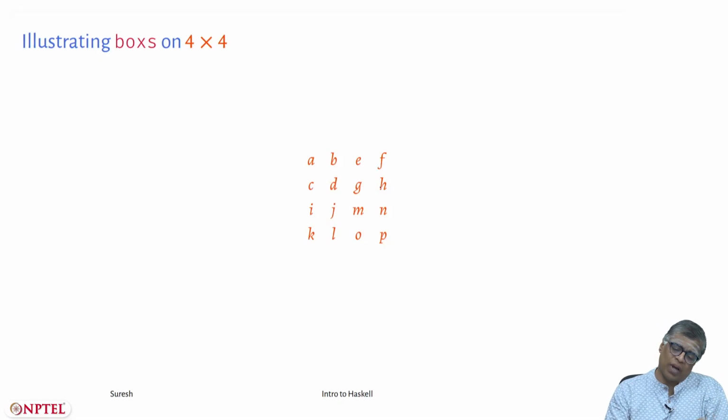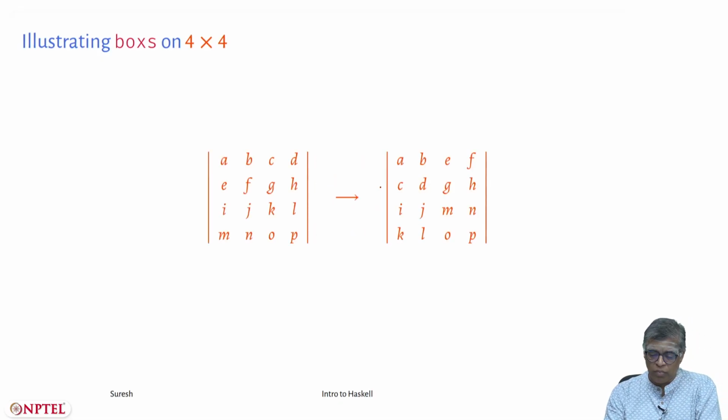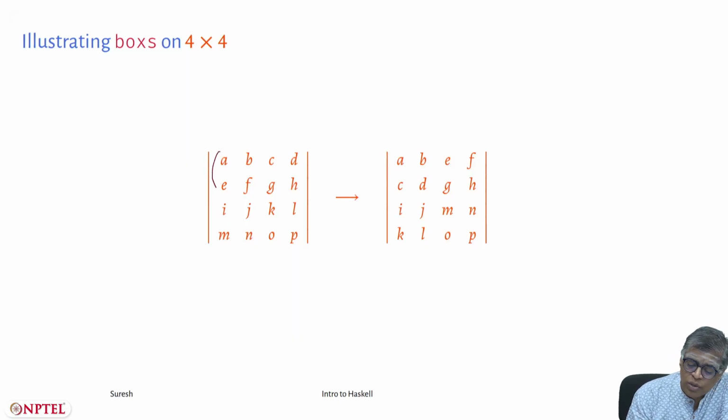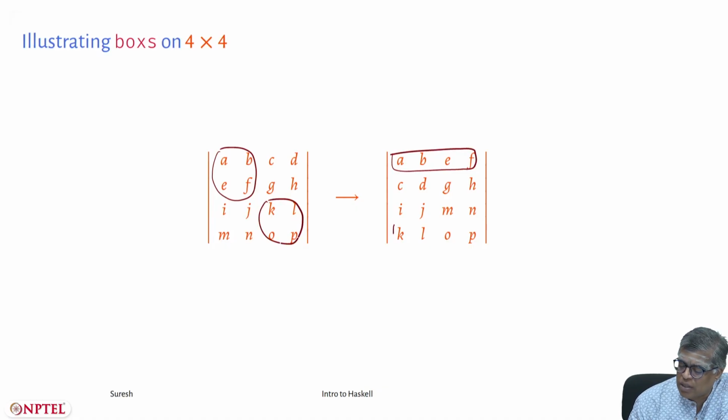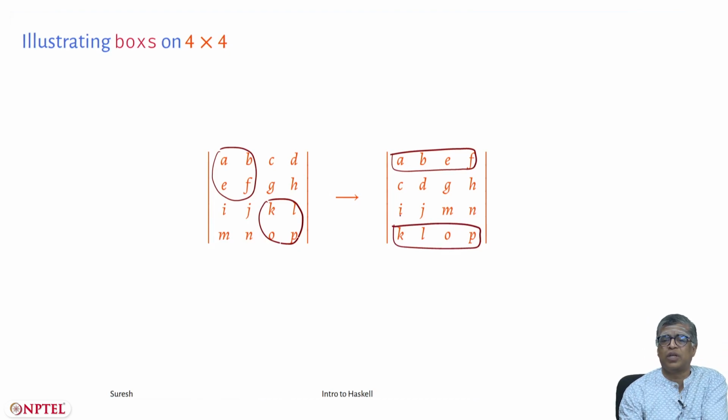Yes, now I have fulfilled my original aim, right. So this ABEF, which is the 2 cross 2 box, is here. This KLOP, which is the 4th 2 cross 2 box, if you will, is here. Okay, so that is how I transform these matrices by using this function boxes.